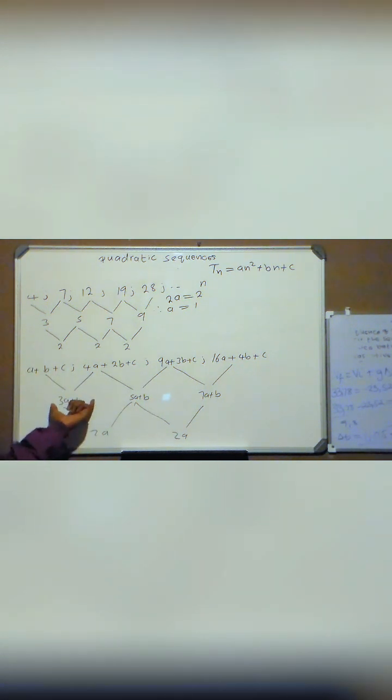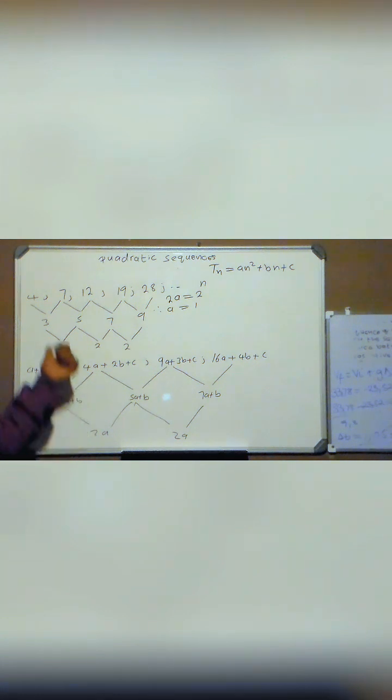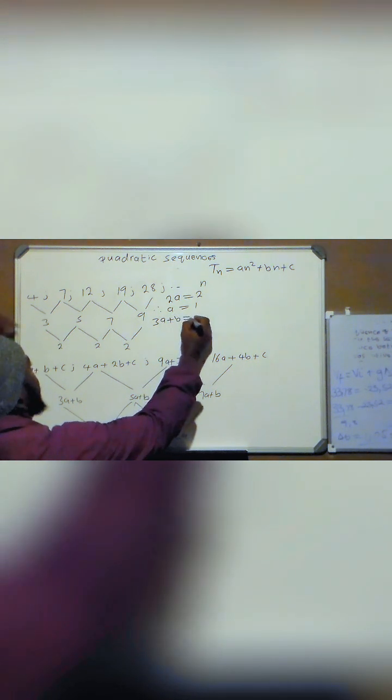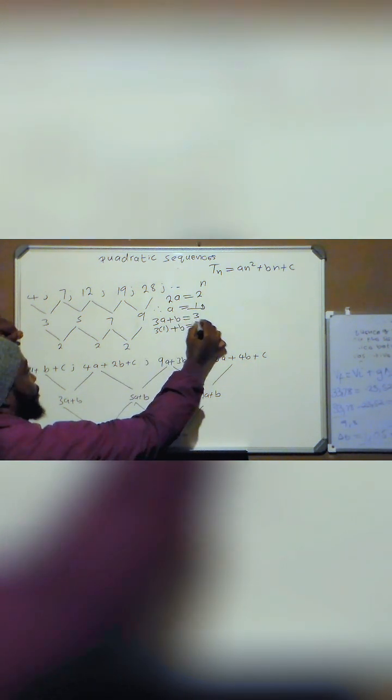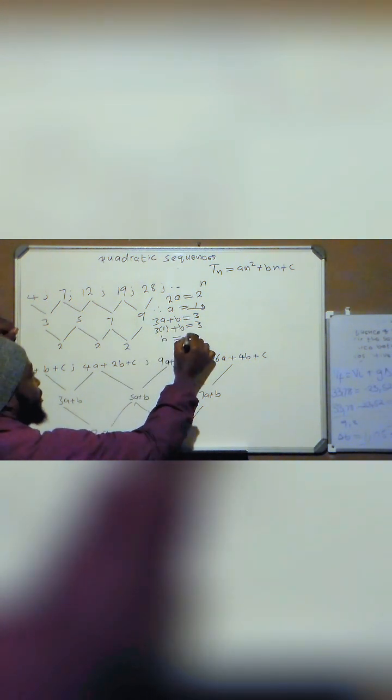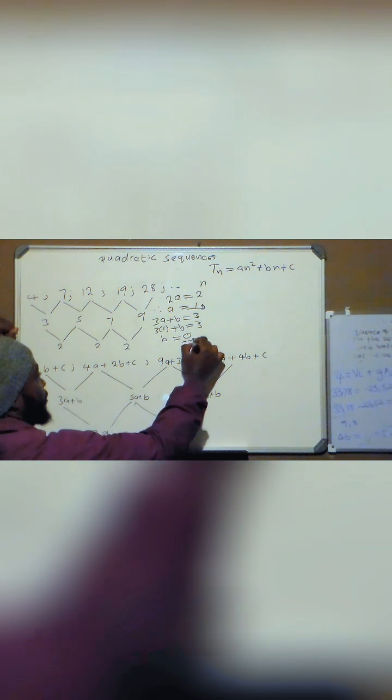I go to the first difference between the first successive terms. It's 3 multiplied by A plus B. So I already have the value of A. This should be equal to 3. So I have 3A plus B equals 3. 3 multiplied by 1, because the value of A is calculated as 1, plus B equals 3. Then I transpose this, and the value of B is equal to 0, right?